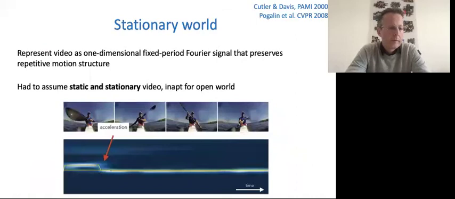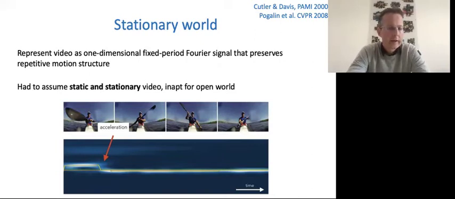Now, many people in vision have attacked this problem. We found papers that are easily 20 years old, and probably there's more if you dig deeper. What people have done in those early days is to represent the video as a one-dimensional fixed period Fourier signal that preserves the repetitive motion structure. For such a strict assumption to work, they had to assume that the video they are working with was static and stationary, because it's basically inapt for an open and real world.